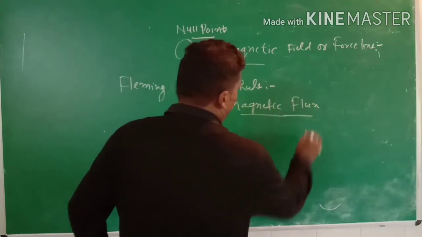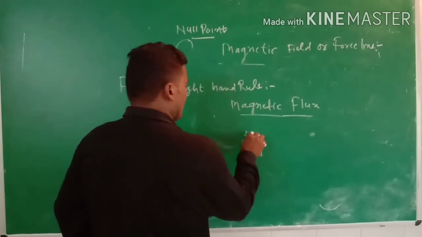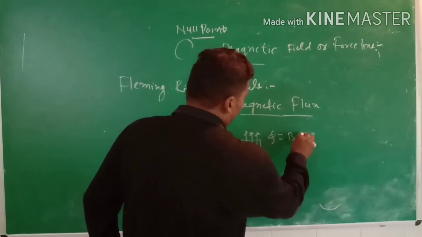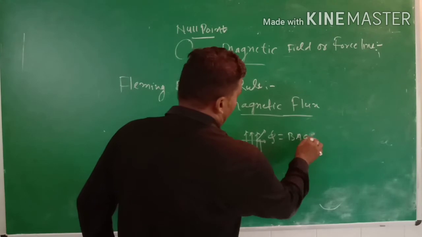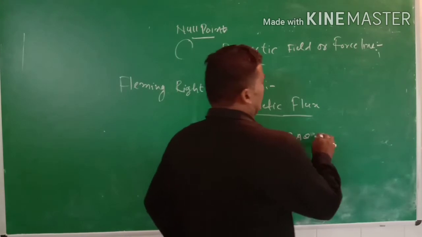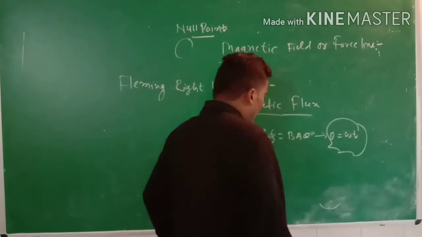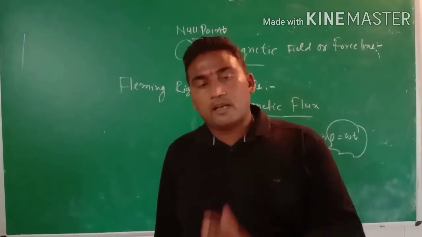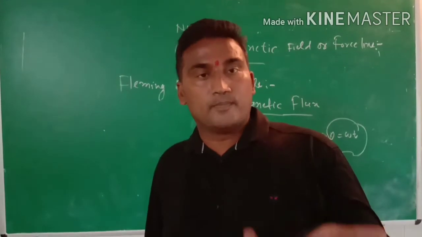What is magnetic flux? If the number of magnetic field lines of force passes through any closed surface, that is known as the magnetic flux. Phi is equal to BA. If it forms an angle, then phi is equal to BA cos theta, where theta is the angular displacement. In another word, the magnetic flux is the number of magnetic field lines passing through any closed surface.